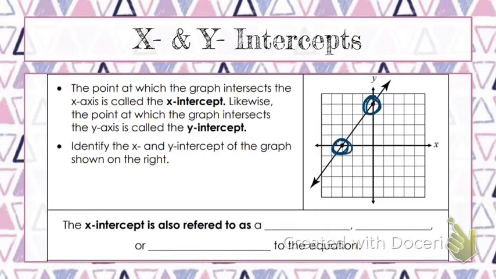Okay, so we're talking about these 2 points, and this axis is labeled X, so that means that this is the X-intercept. This axis is labeled Y, so this is the Y-intercept.